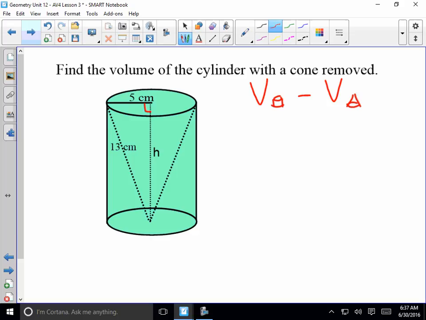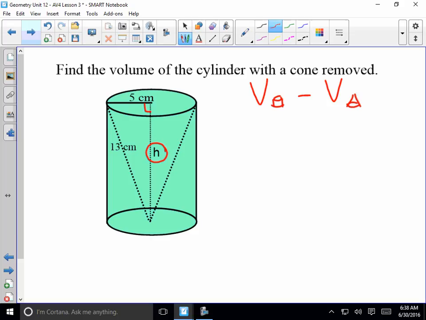Now, formula-wise, what do I need for each? I need the radius of the circle, which is the base shape for either of these formulas. And then I also need the height of the cone and the height of the cylinder. And in this case, the height is missing. The height is a missing value that we're actually going to have to work for and solve first before we can do our work.